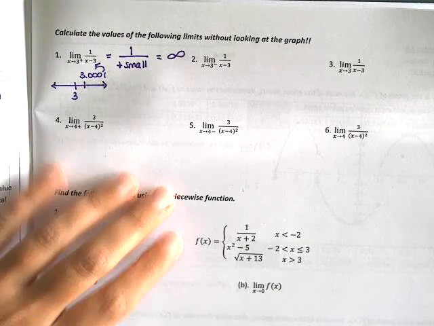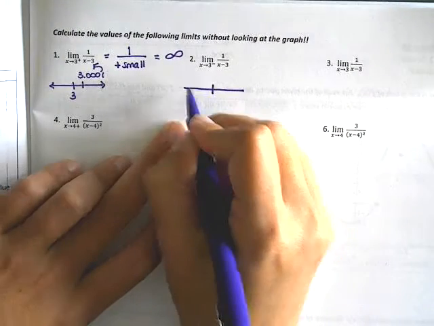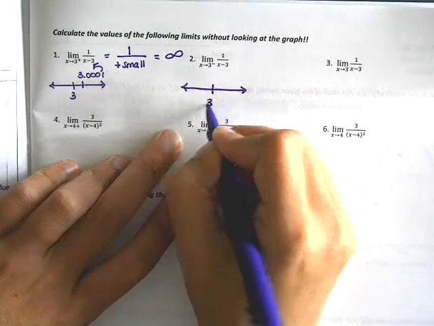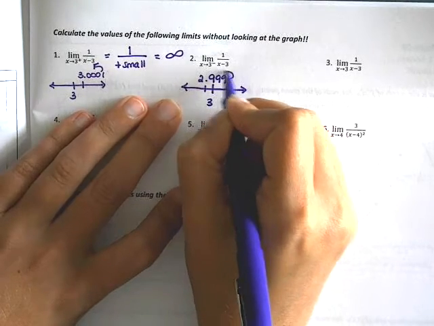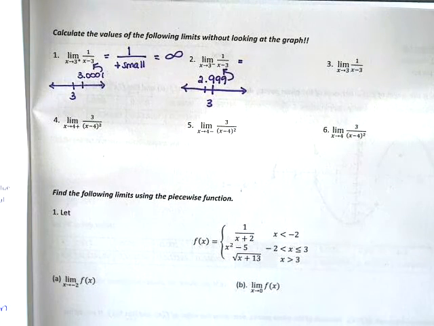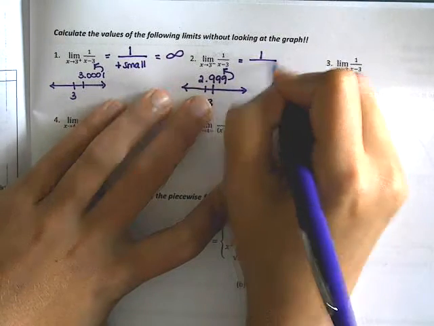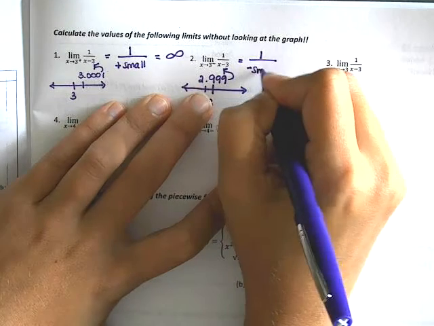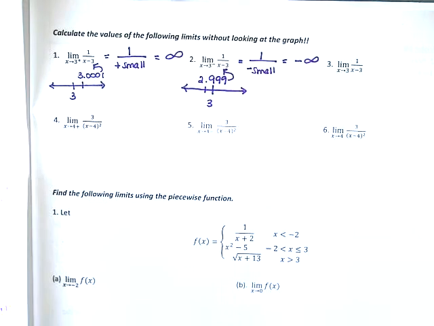If I do the same problem, but I choose numbers that are approaching from the left side, then if you imagine a number line, a number that's slightly to the left of 3 would be like 2.9999. So if I plug that in, this time 2.99999 minus 3 would be very small, but negative. So I would have 1 divided by a very small negative number, which means my answer would be negative infinity.